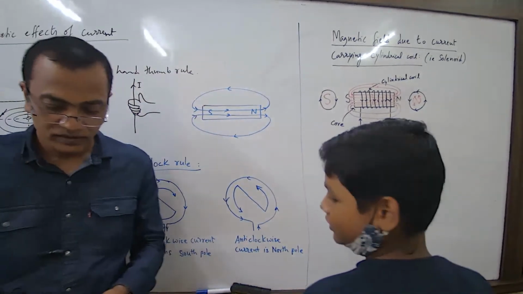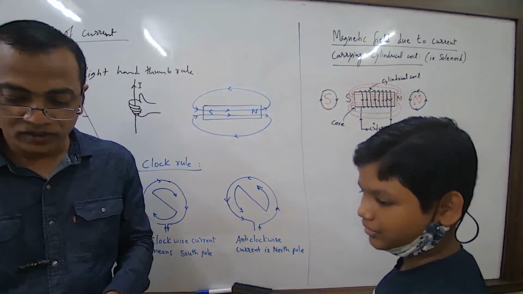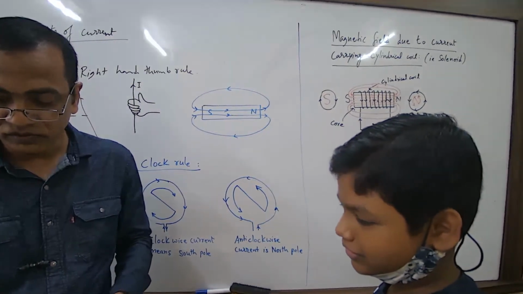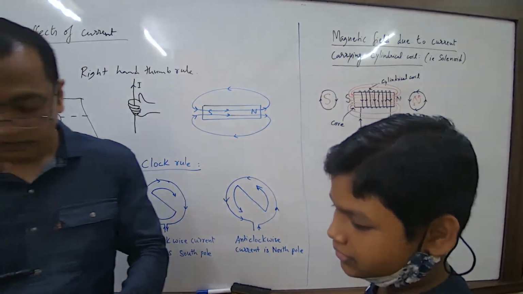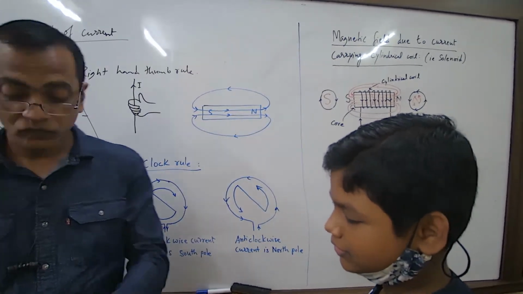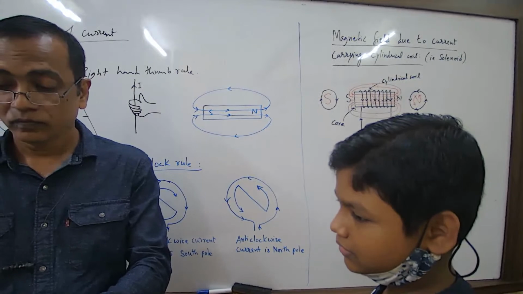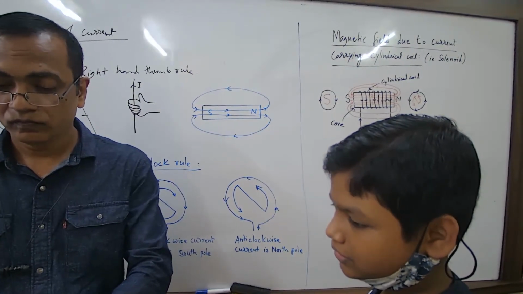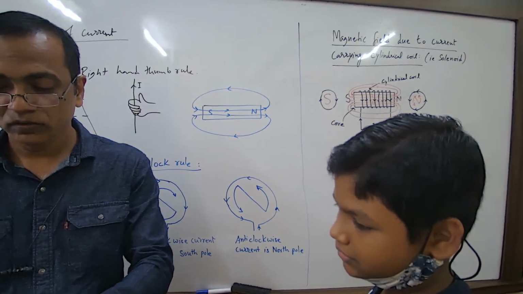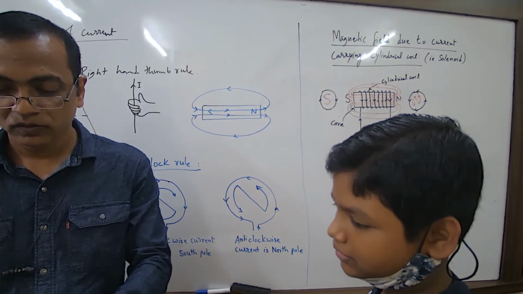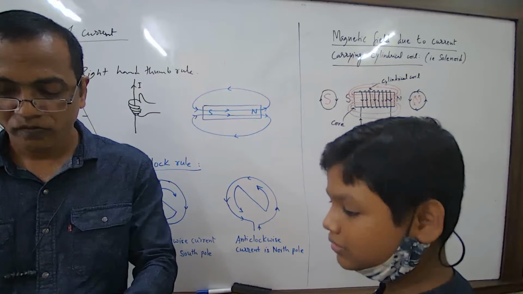Okay, wait. We'll make a bigger circle. Let's take just. Okay, now how many turns are there? Two turns.